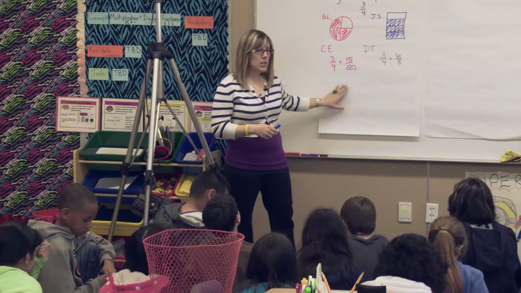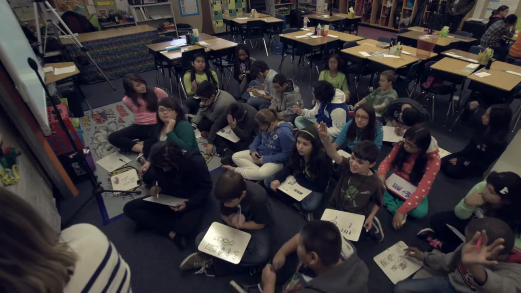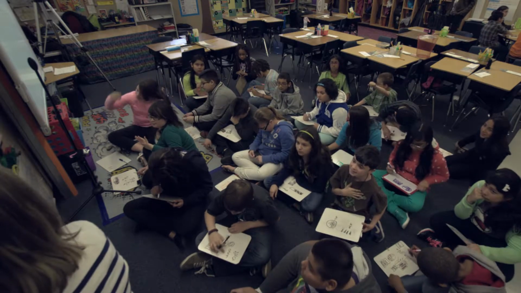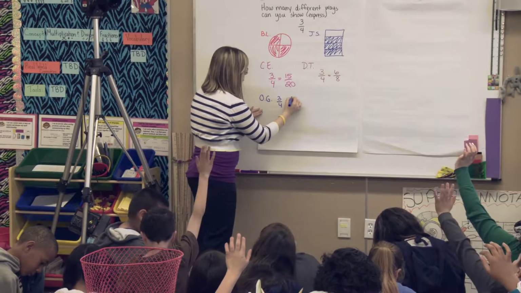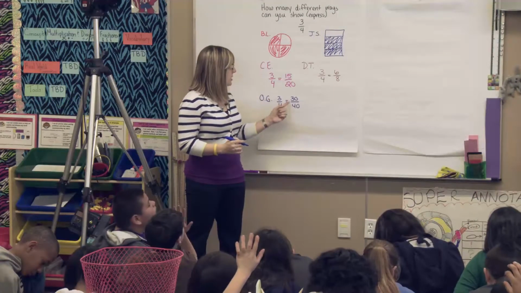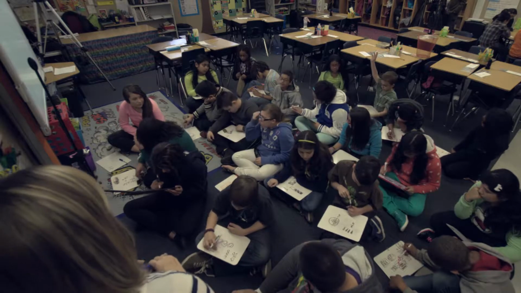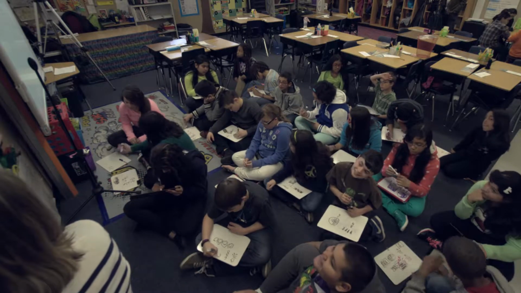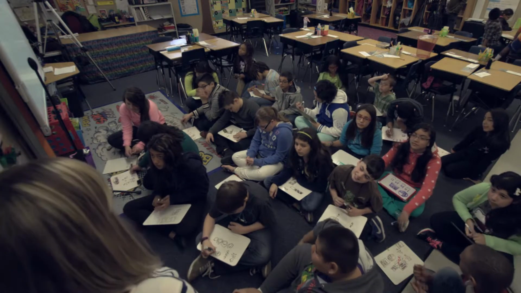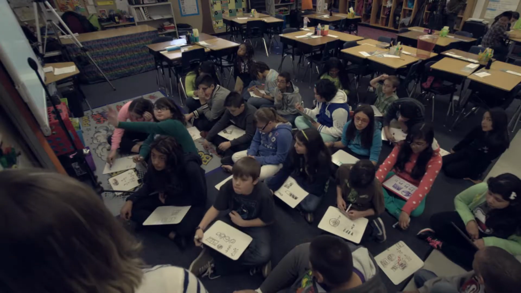Anyone have something that they want to add to our poster that's not already on here? Oscar, one more time, please. 30/40. Okay, now I'm going to go a little more in depth. How do you know 3/4 is equivalent to 30/40ths? What I did was times the numerator and the denominator by 10. Why do you have to multiply the numerator and the denominator by 10? If you do it to the denominator, you have to do it to the numerator.